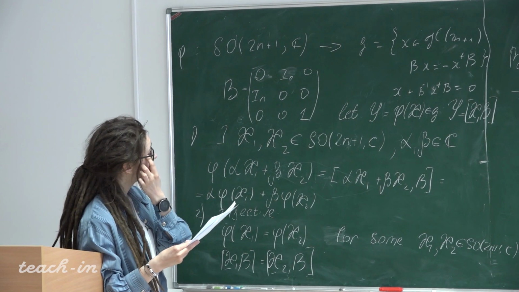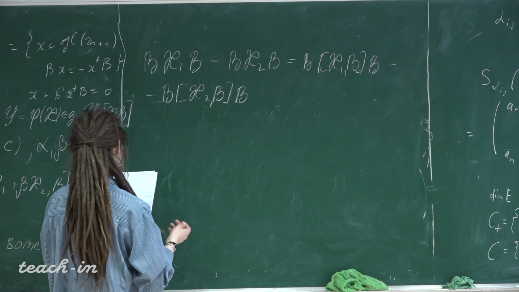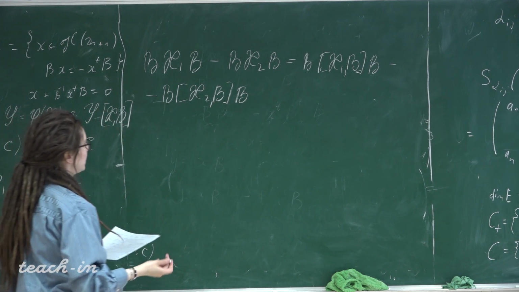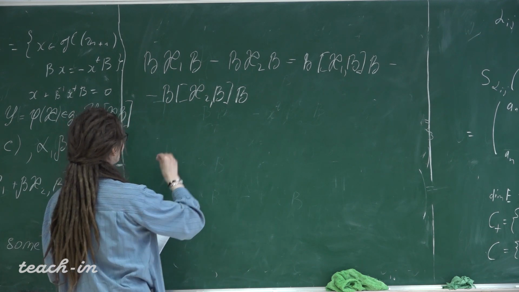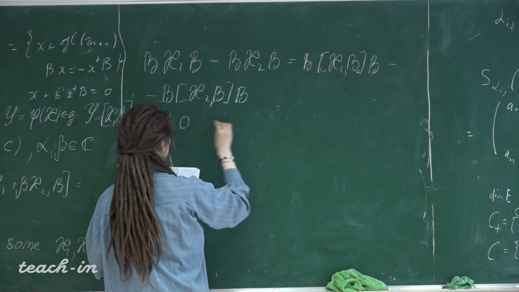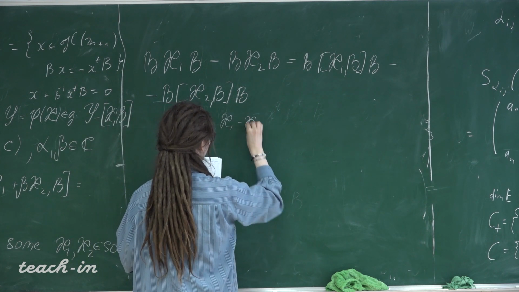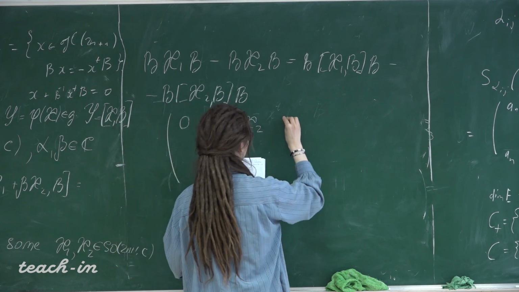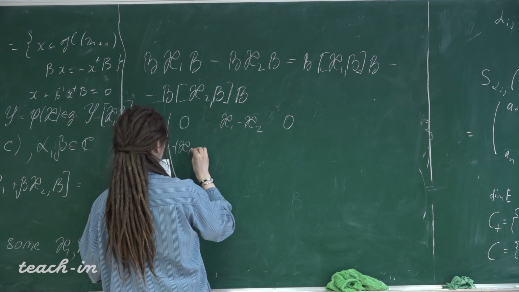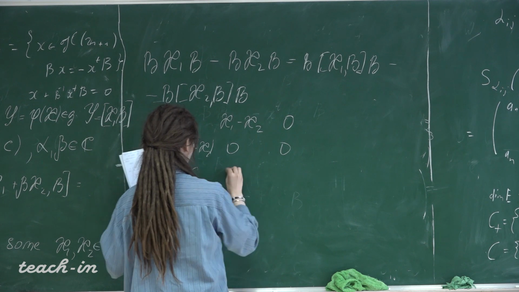Okay, so how do you check this? I just wrote it, because B has two blocks, so if I did it correctly, I got this: it's just 0, and it should be x1 minus x2, 0, x1 minus x2, 0, 0, and another 0.